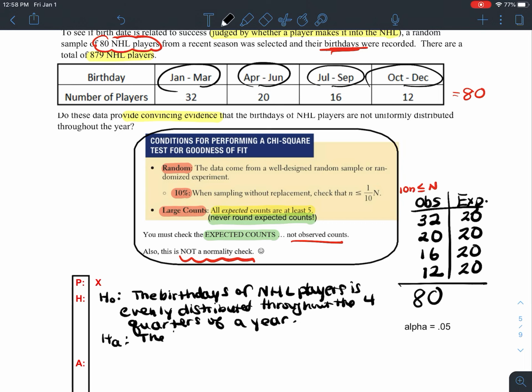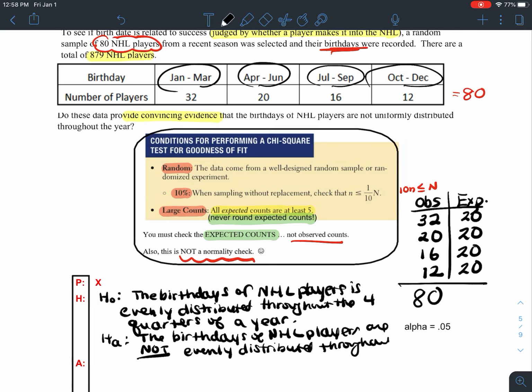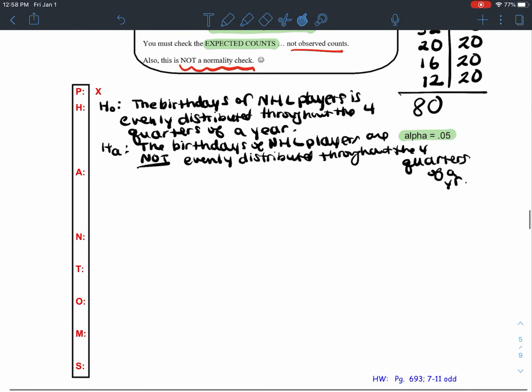And of course, our alternative hypothesis would be that the birthdays of National Hockey League players are not evenly distributed throughout the 4 quarters of a year. Okay, and you'll notice I already have listed here that we're going to use an alpha level of 0.05.